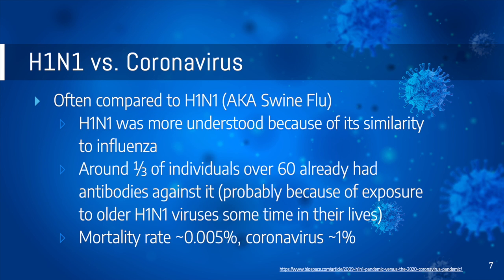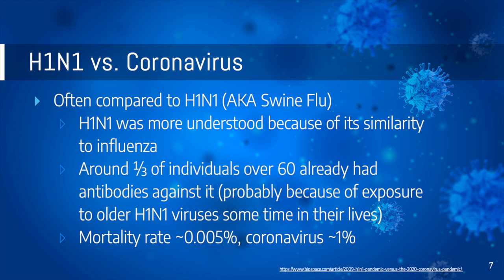Also, around 1/3 of individuals over 60 already had antibodies against the H1N1 virus, and people speculate that this is probably because of exposure to older H1N1 viruses sometime in their lives. This protects some of the community against this virus, especially in the elderly population. In the current coronavirus, individuals over 60 have the highest mortality rate and the highest risk.